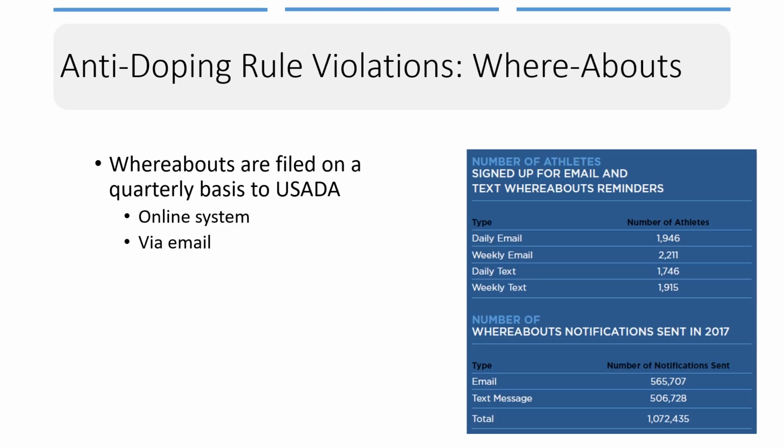So I know this whereabouts thing probably comes as a surprise for all of us who are not athletes, or not athletes competing at the international level. The anti-doping rule violation relating to whereabouts involves the requirement for athletes to provide information about their location and availability for testing, and athletes are obligated to file their whereabouts information with organizations like the USADA on a quarterly basis. This information is submitted through an online system or via email.